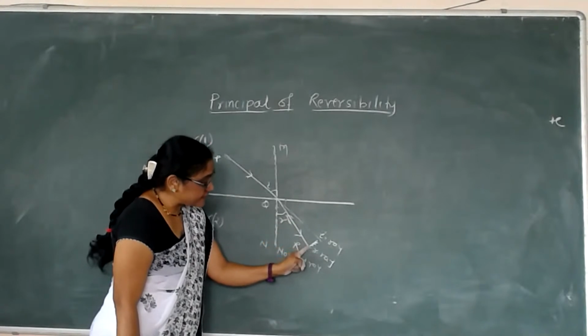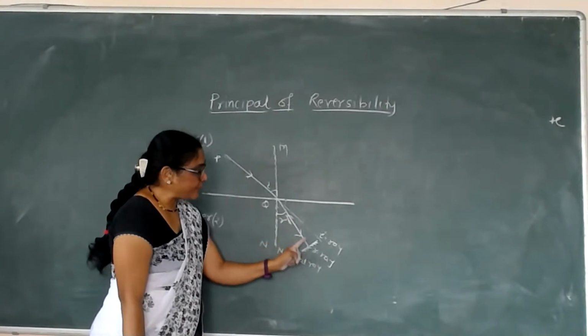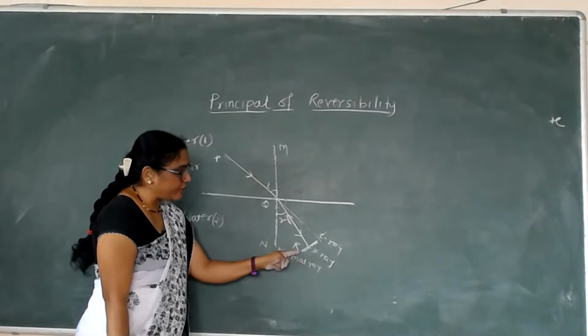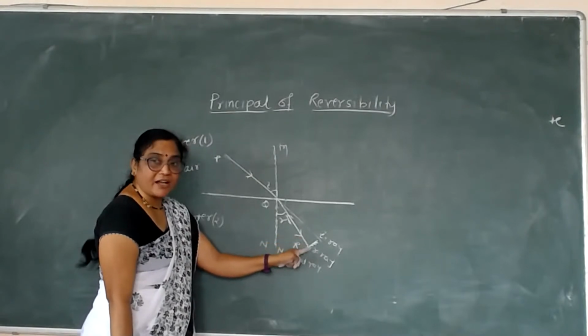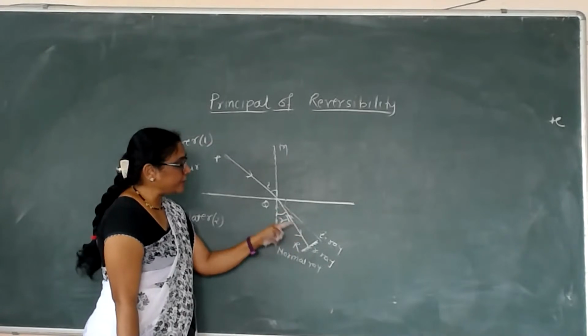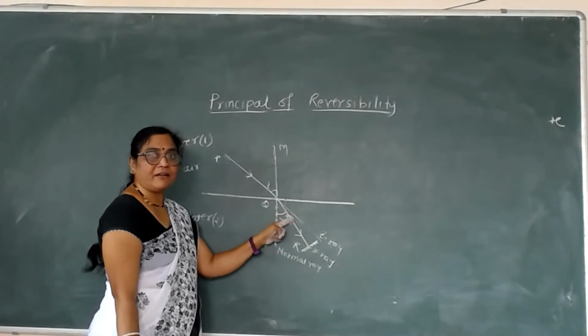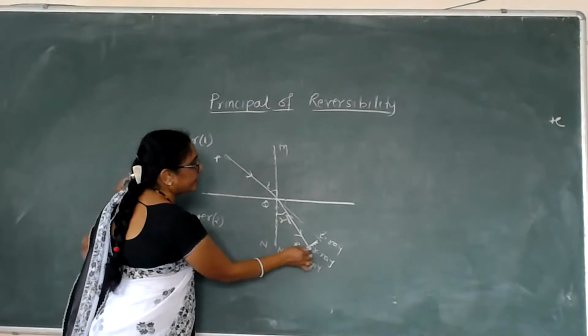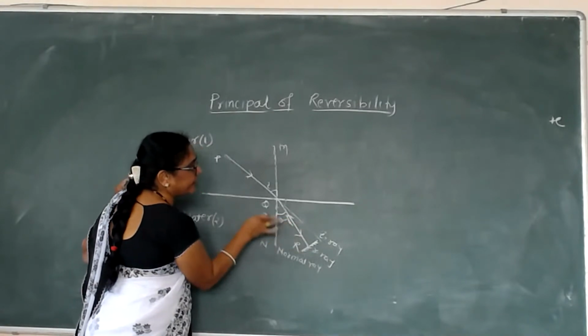Suppose the ray of light is incident normally on the plane mirror. At that time the angle of incidence is 0. Therefore, the angle of reflection is also 0. Therefore, the ray of light is reflected back in the same way.